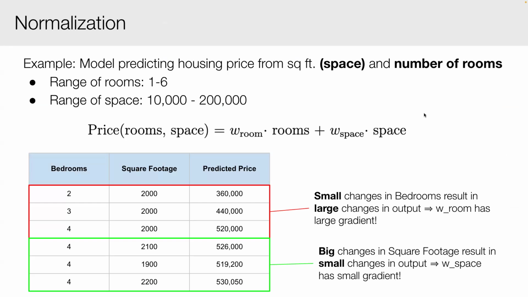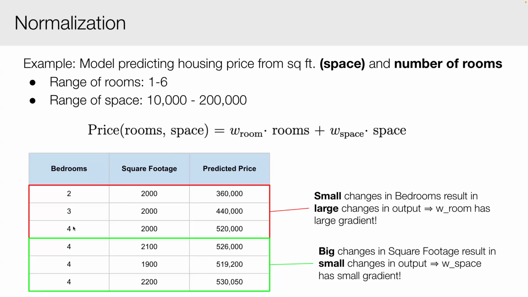Before I explain what normalization is and why we do it, let's go to another example. Let's say I want to have a model that predicts the prices of homes based off two features: the number of rooms and the square footage, or space, of each home. A fairly simple problem.